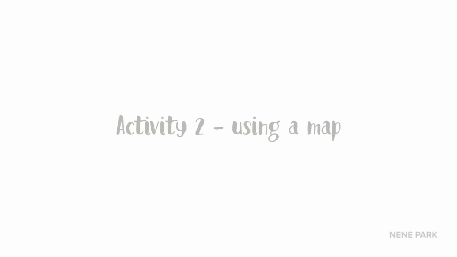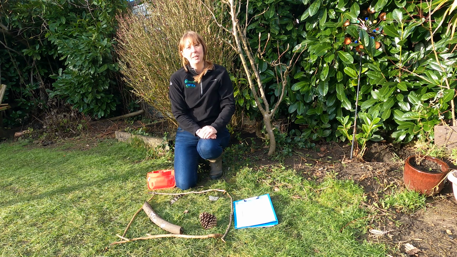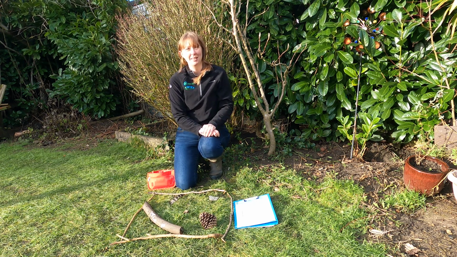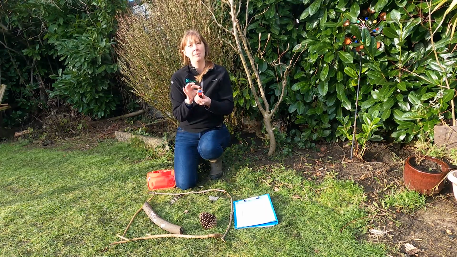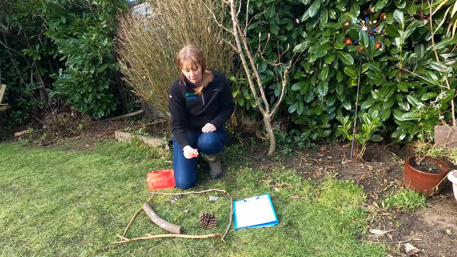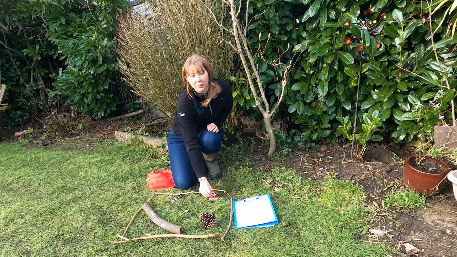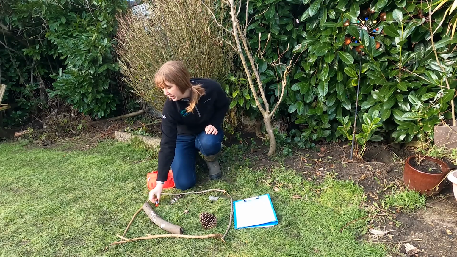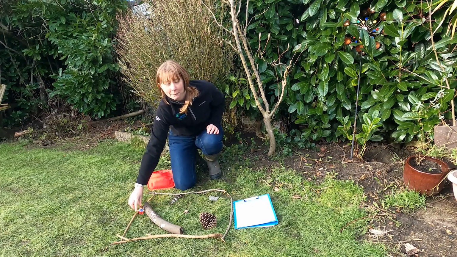Activity 2. Using a map. Now we've made our maps, it's time to use them to go on a journey. Now of course we're too big to go for a journey in this landscape, so instead I'm going to take my little Lego man for a journey. You can choose whatever toy you've got. I'm going to start him off here at my stump, and I'm going to take him across my landscape, past the feather, to the end of my big stick.